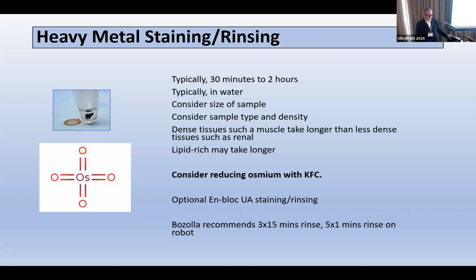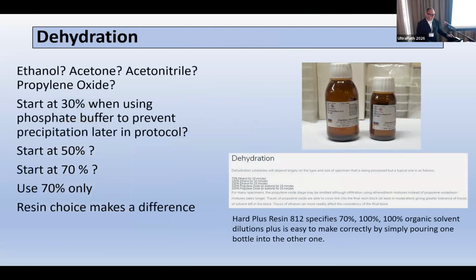And again, Bozilla and Hyatt both 3 by 15 or so. And if you're going to do it on any robot, not just the one we provide, you can do faster, more often rinses, faster rinses more often. So dehydration. Many protocols, I think, start with ethanol, and then you would use some sort of transition solvent, and then use that same organic to mix up your resin.